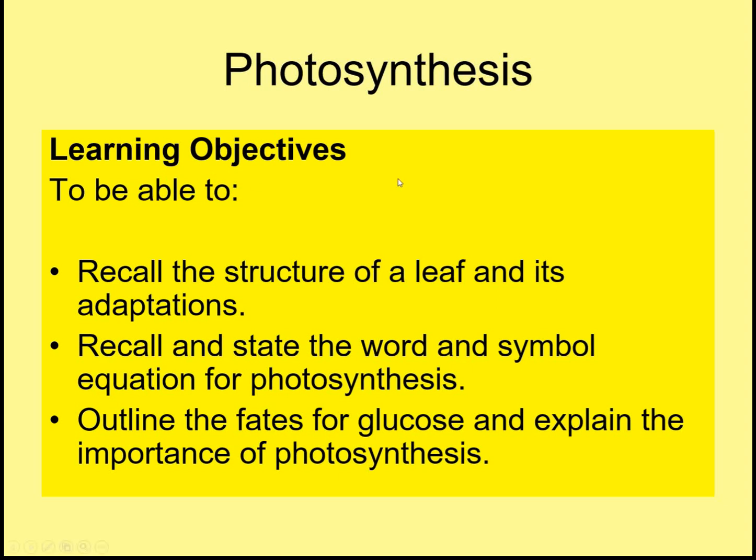So we're going to be looking at the structure of a leaf and its adaptations for its function. We're going to be remembering the equation for photosynthesis, and you'll need to know the word and symbol equation. You'll need to know where the reactants come from, the substrates, and where the products go to, what happens to them, and think about why it's important as well.